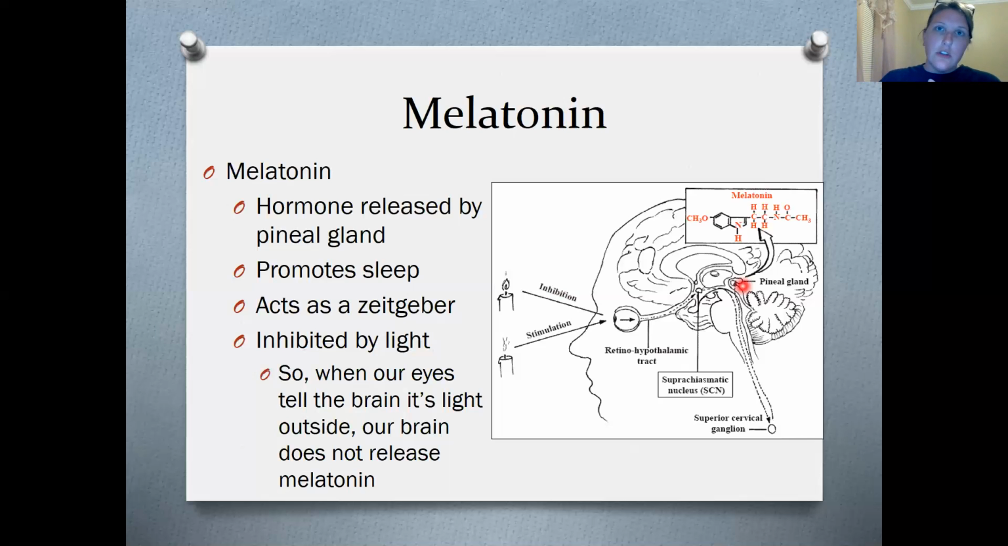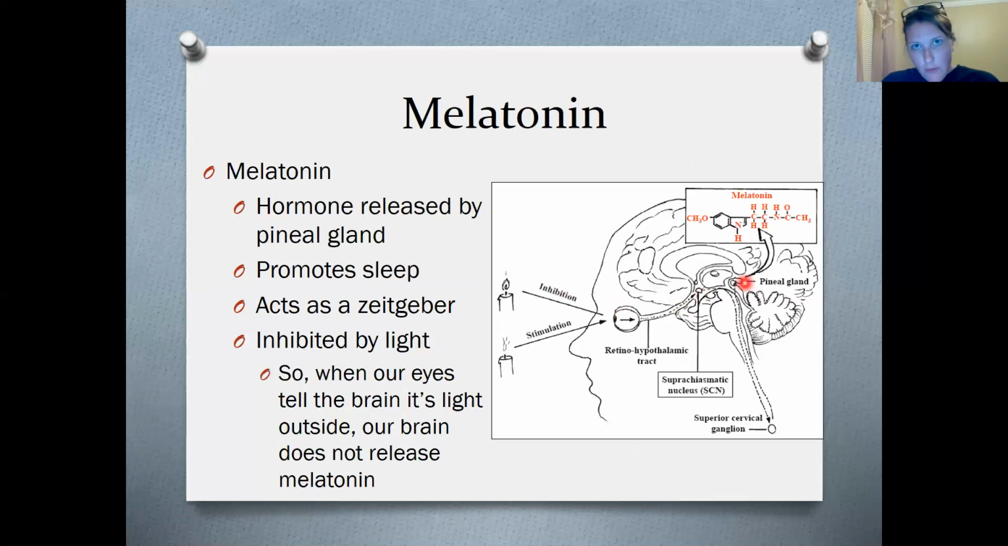As the sun starts to go down, and as the amount of light going to the eye starts to reduce, it sends that message to the retinohypothalamic tract, to the SCN, and the SCN sends the message to the pineal gland: hey guys, it is getting dark. Let's start releasing some melatonin. Because melatonin promotes sleep.